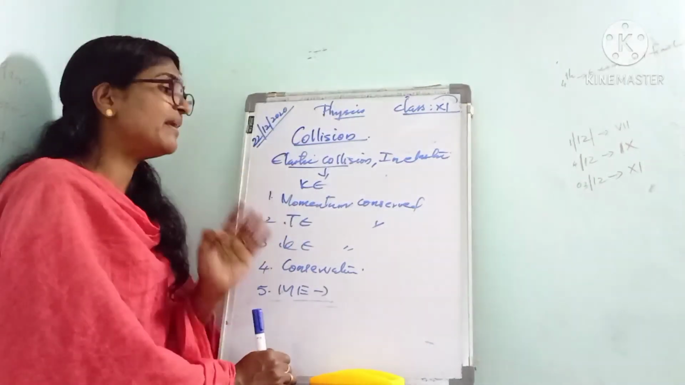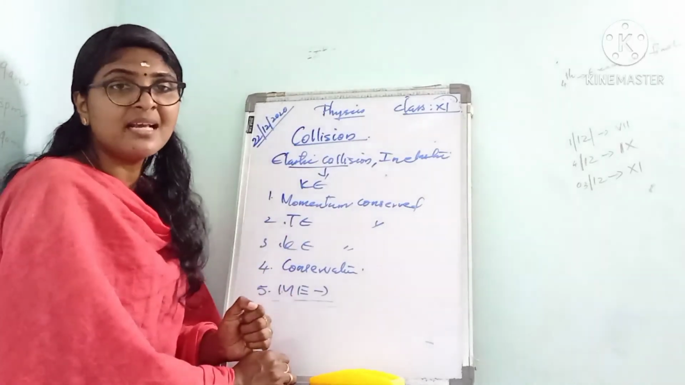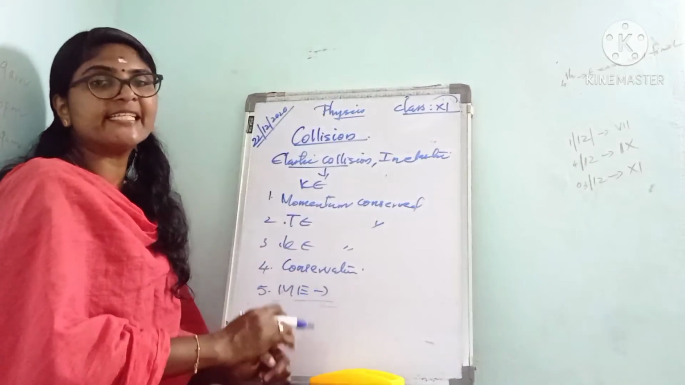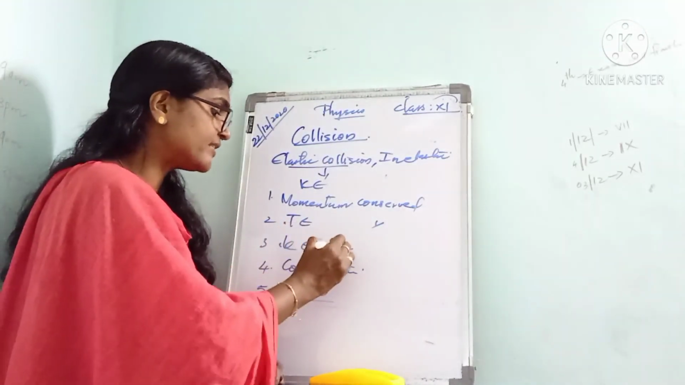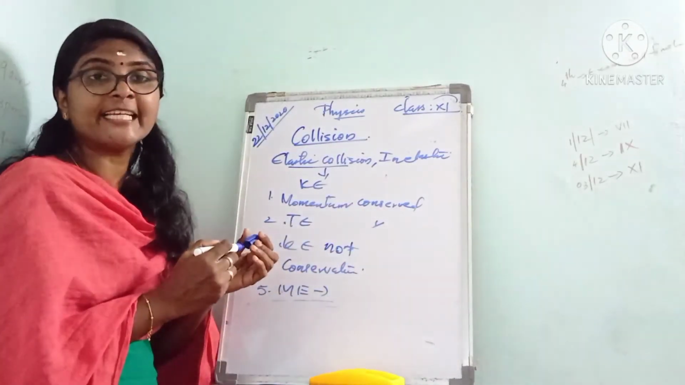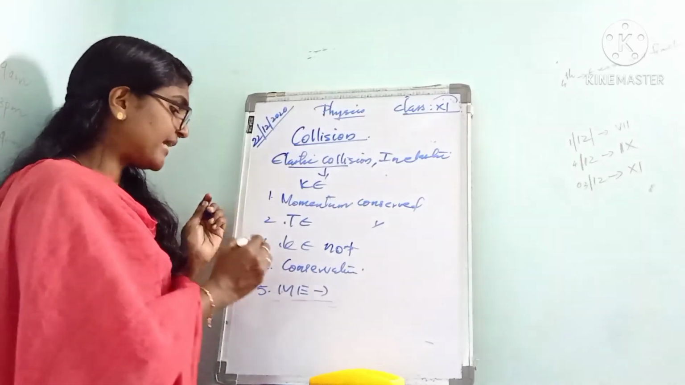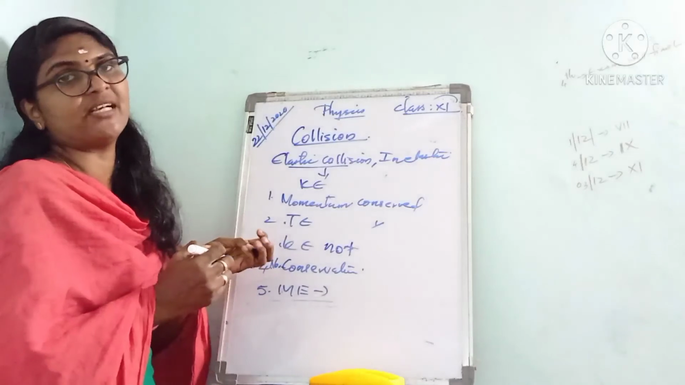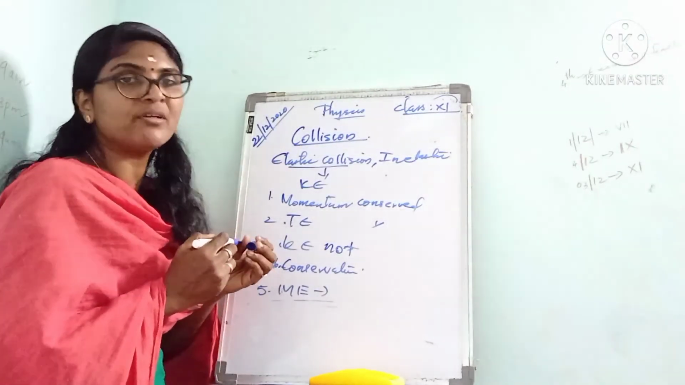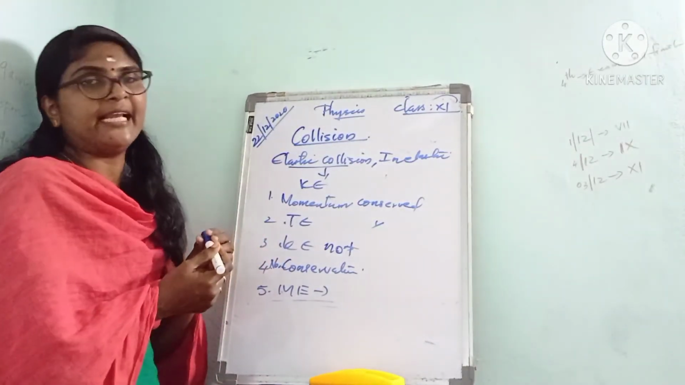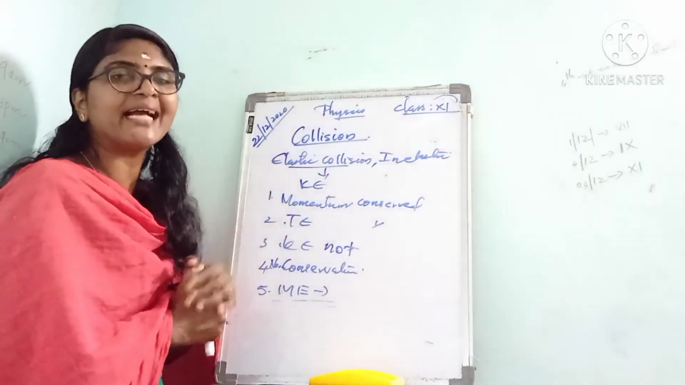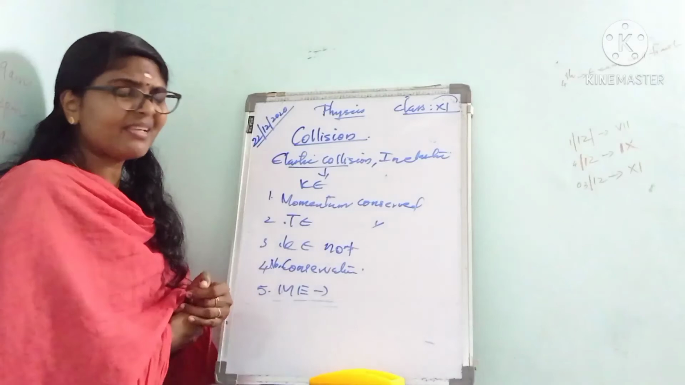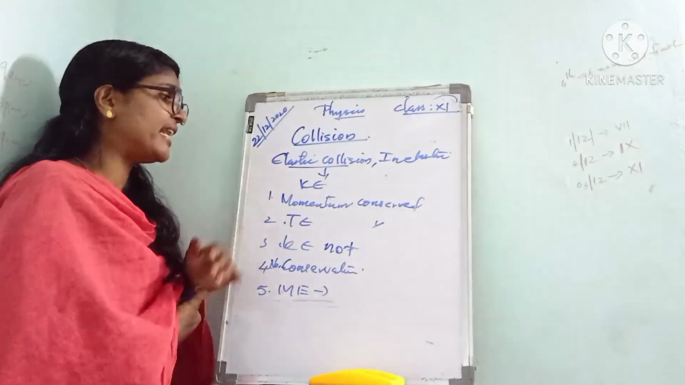The first is that the momentum is conserved. Here also the momentum is conserved and total energy is conserved, but kinetic energy is not conserved. And the force involved in the collision is non-conservative in nature. The force involved in inelastic collision is non-conservative in nature. Here a part of the mechanical energy is converted into light, heat and sound energy. These are the important characteristics of inelastic collision.